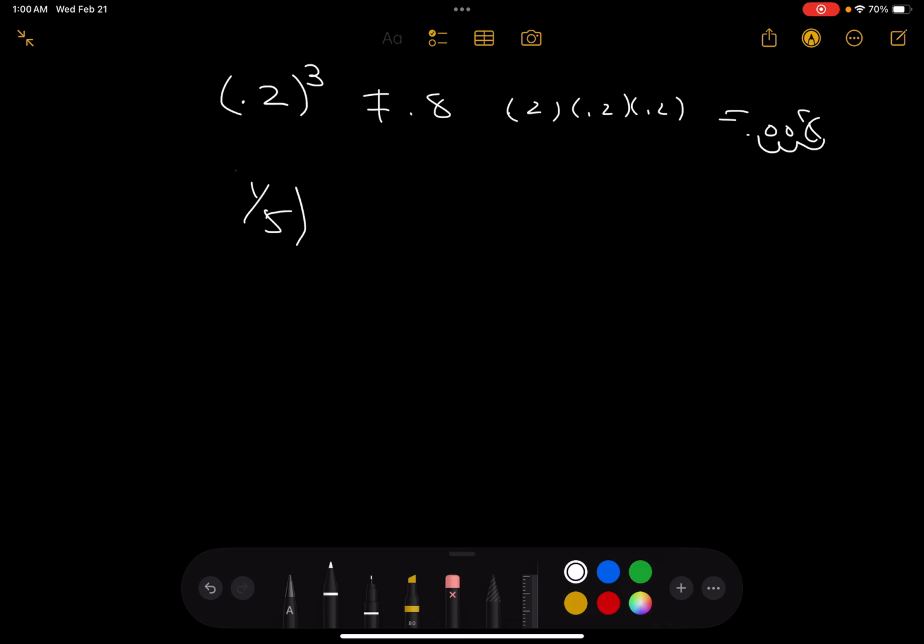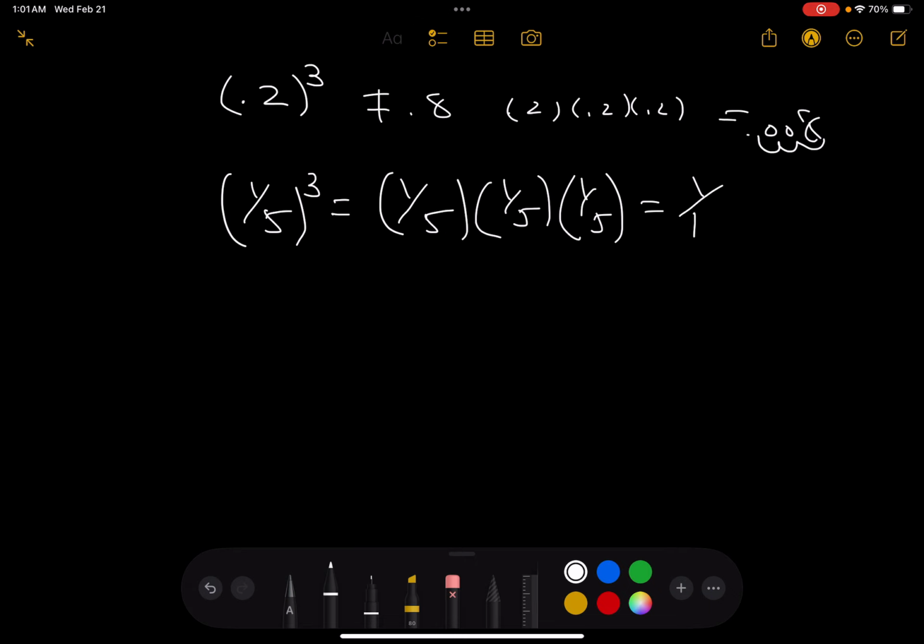You can also do this with fractions. 1/5 to the third power. Well, that's 1 over 5 times 1 over 5 times 1 over 5, and that's going to equal 1 over 125. So then from there, maybe in 7th grade, we learn just a little bit more. And then in 8th grade, perhaps we will start getting introduced to working with negative exponents.